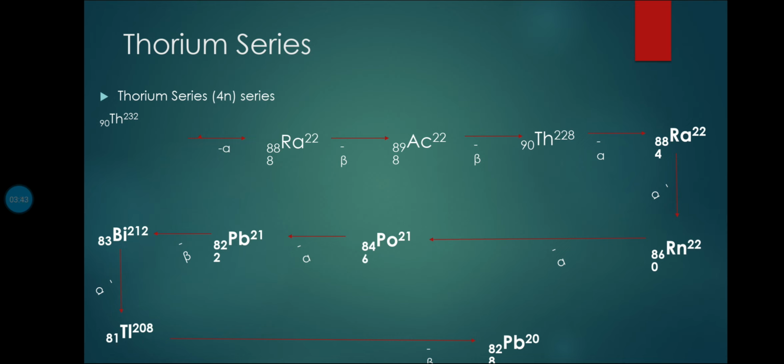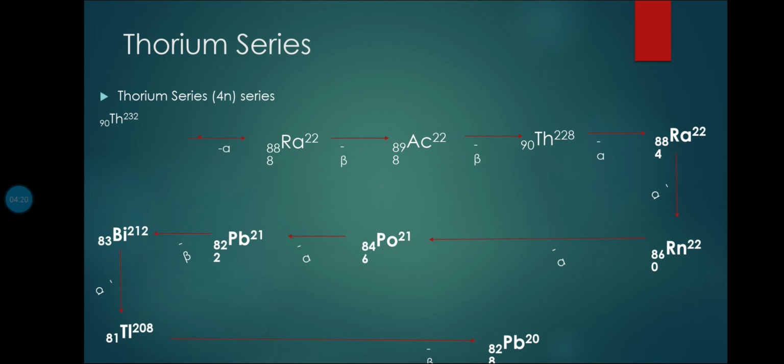The radon 220, it emits an alpha particle. So the atomic number decreases by 2. 86 minus 2 is 84, and the mass number decreases by 4 units, that is 220 minus 4 is equal to 216. So polonium 216 is formed.